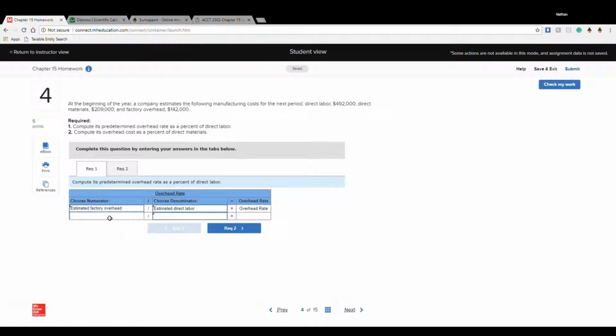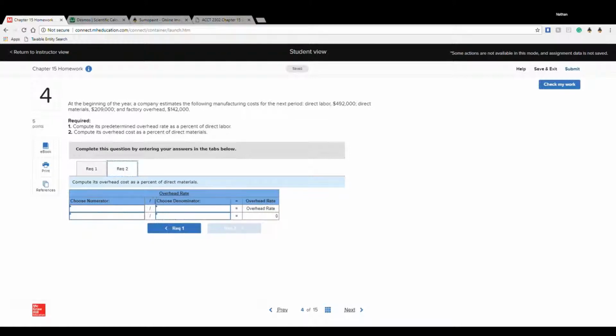Okay? So, we just input our numbers. Overhead was 4,200. Direct labor was 49,223. And we find out that our overhead rate is just 29%.